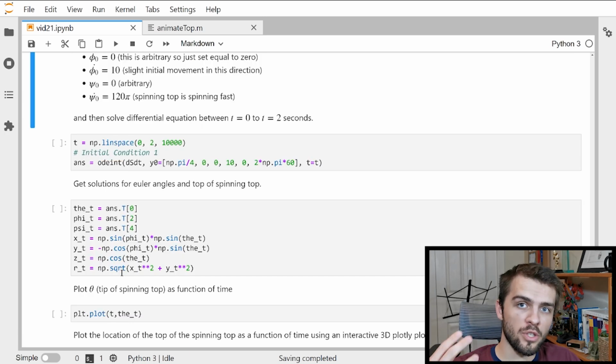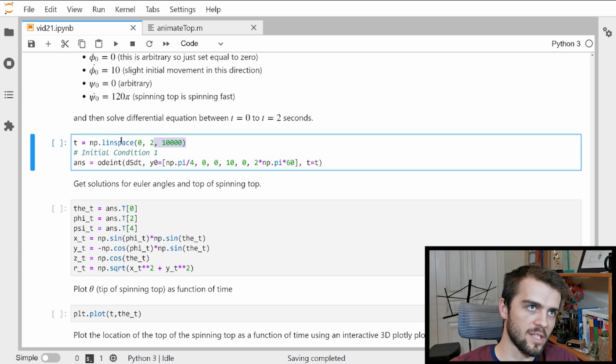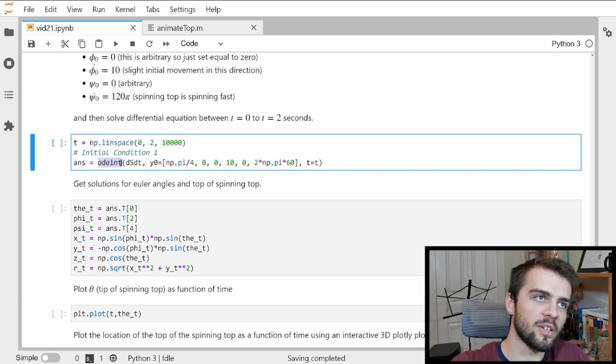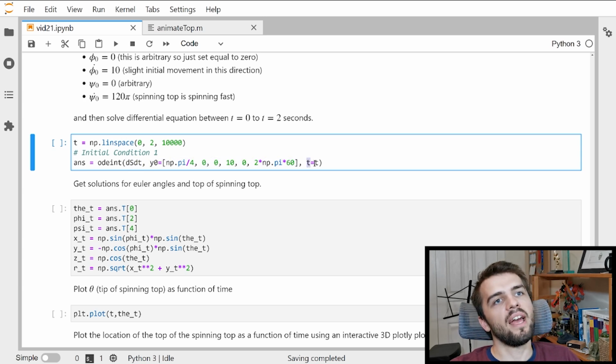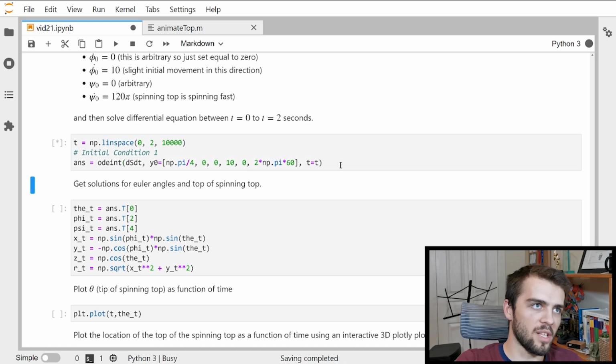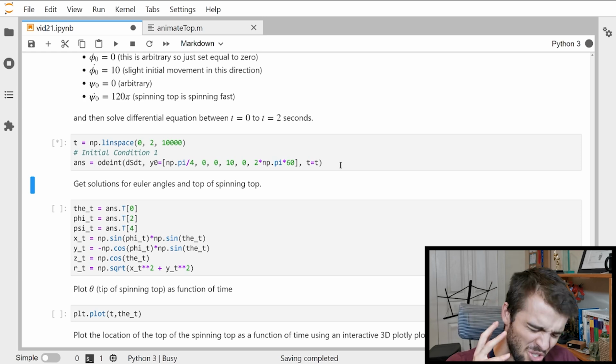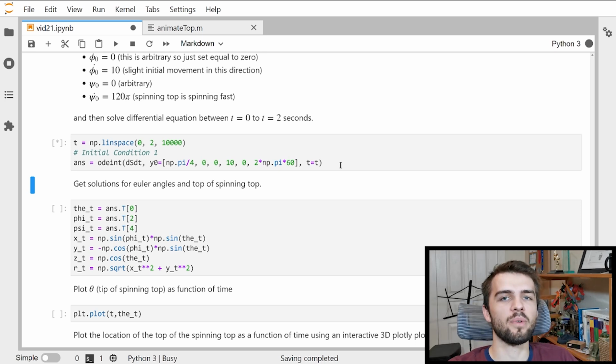So now I solve the differential equation, and I'm going to solve it between t equals 0 to t equals 2 seconds. So that's my array here, 10,000 points between 0 and 2. And I use SciPy's odeint function to solve my differential equation. I plug in ds dt, which I've defined above. I give my initial conditions, like I just said, and I give the times that I want to solve it for. And so I can solve it. And remember how long those differential equations were. And watch how fast it's able to solve it. Something that a human couldn't even come close to competing with.